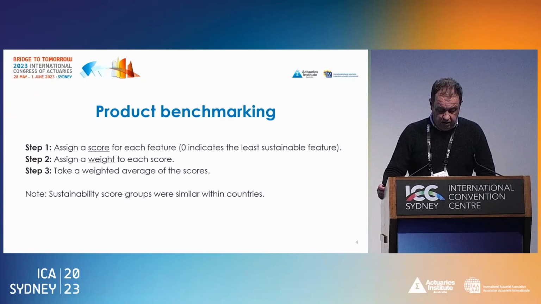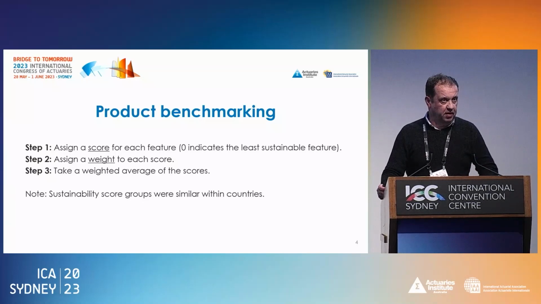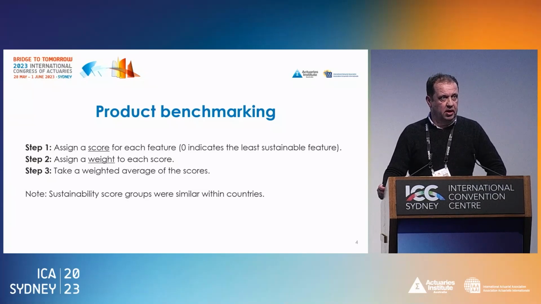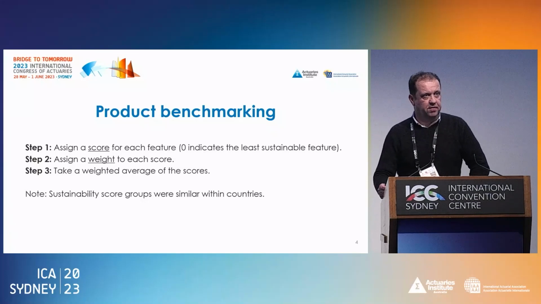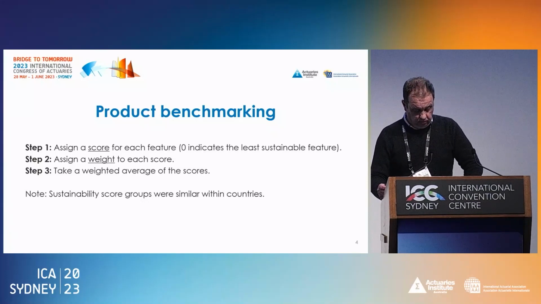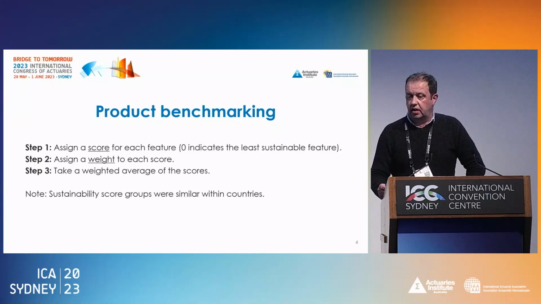So for example, for product benefit duration, you could have a 2-year benefit, which would be very sustainable, or you could have a lifetime benefit, which experience has told us is probably not so sustainable. And for each of those settings, we allocated a score, so 0 for the least sustainable, up to 5 for the most sustainable. And then for each of the features, we assigned a weight. So the weight was our view of how important that particular feature was in determining the sustainability of the product.